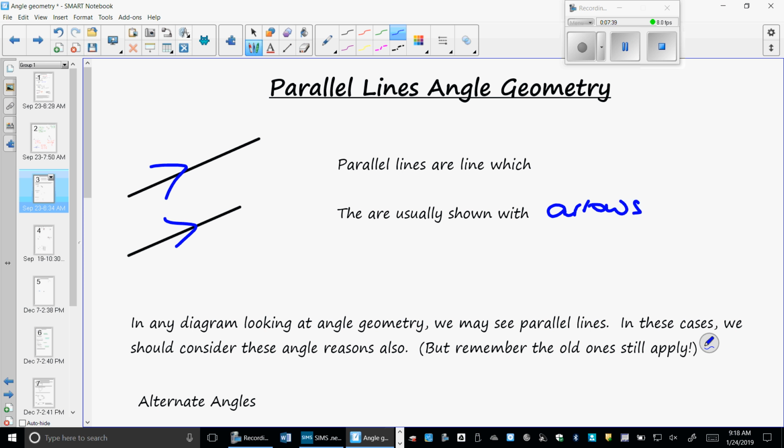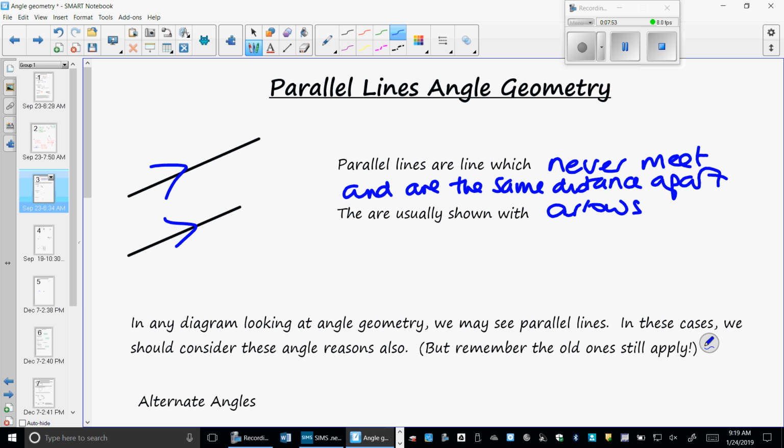Alright, parallel lines, we show them with arrows. Parallel lines are lines which never meet and are the same distance apart. Okay, they never meet and they're the same distance apart. The same distance apart is more important. You can sometimes draw lines that don't meet, but that doesn't necessarily mean they're parallel. Parallel lines are usually shown with arrows on them, sometimes one arrow, sometimes two. And if you've got a situation where you've got two sets, then one set might have one arrow and the other set might have two.